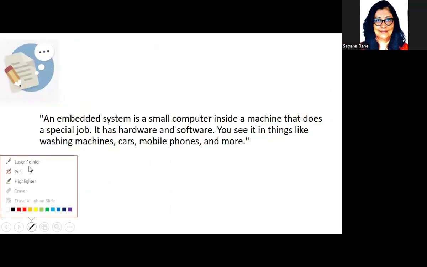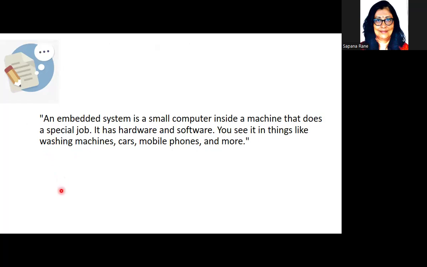Okay, so in short, what we have learned today, an embedded system is a small computer inside a machine that does a special job. It has hardware and software. You see it in things like washing machine, cars, mobile phones, and more.